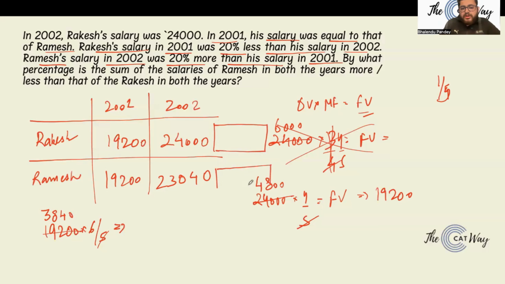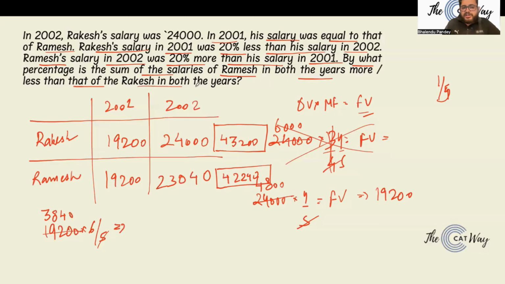Now what is the total salary of Rakesh in these 2 years combined, and what is the total salary of Ramesh in these 2 years combined? 24,000 plus 19,200, that is 43,200 is the salary of Rakesh, right? Whereas the salary of Ramesh is 23,040 plus 19,200, that is 42,240.